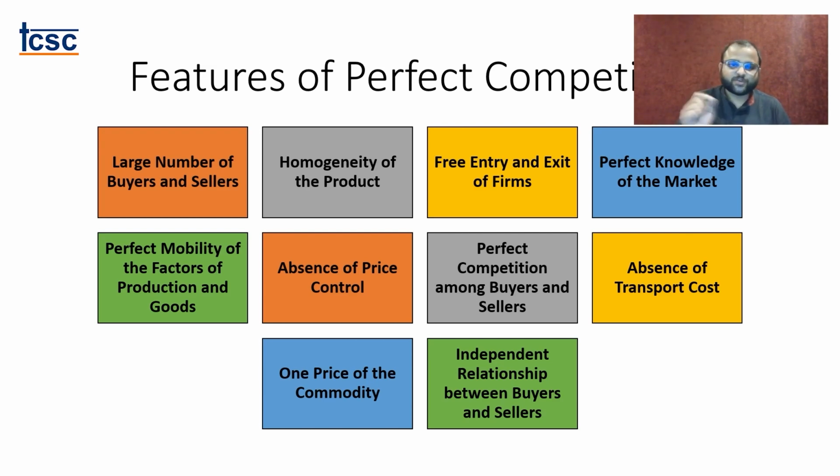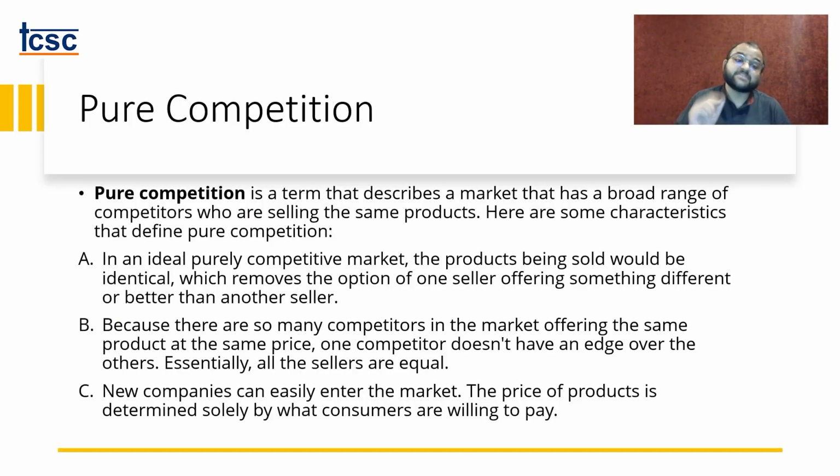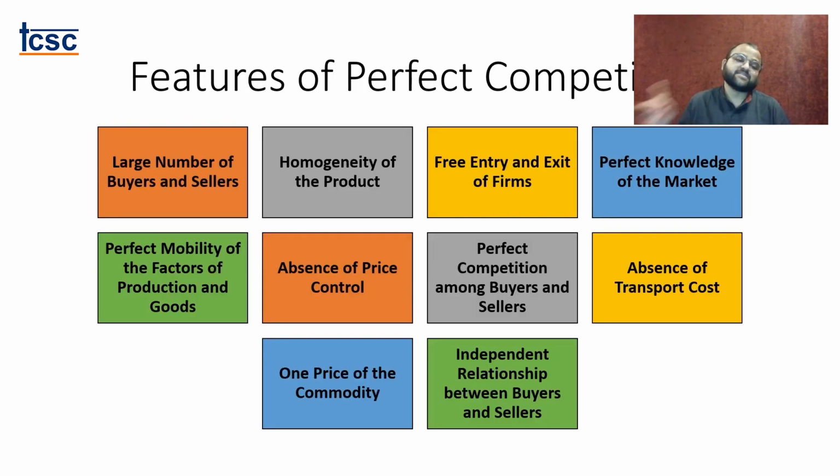Now, I'll just stop you here because if these first three features are visible in any market, we identify that market as pure competition. So, pure competition is logically a market structure which is quite similar to perfect competition, but it has only three characteristics, as I explained a while ago. That is, a large number of buyers and sellers, homogeneity of product, and free entry and exit of firms. Now, let's go ahead. If these three plus other features are there, that means the type of market that you're studying is perfect competition.